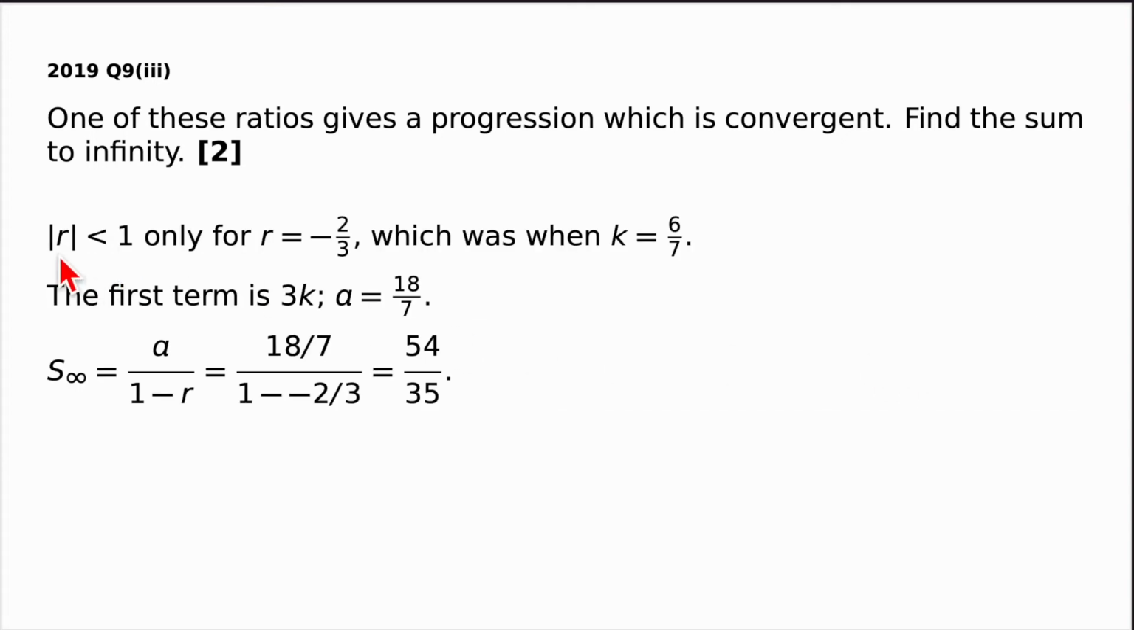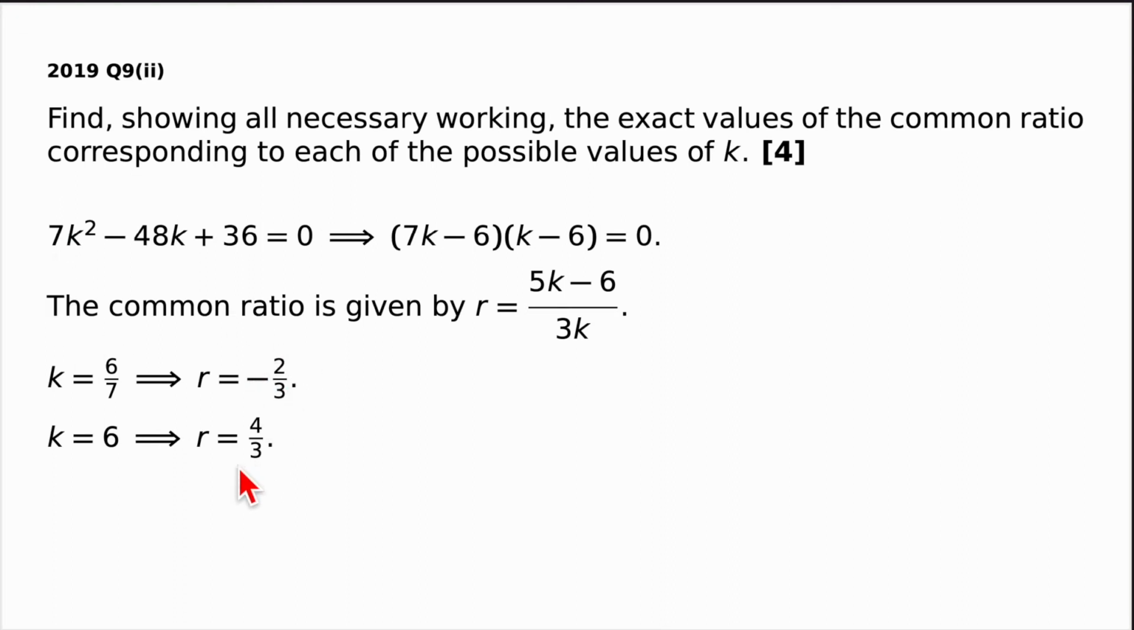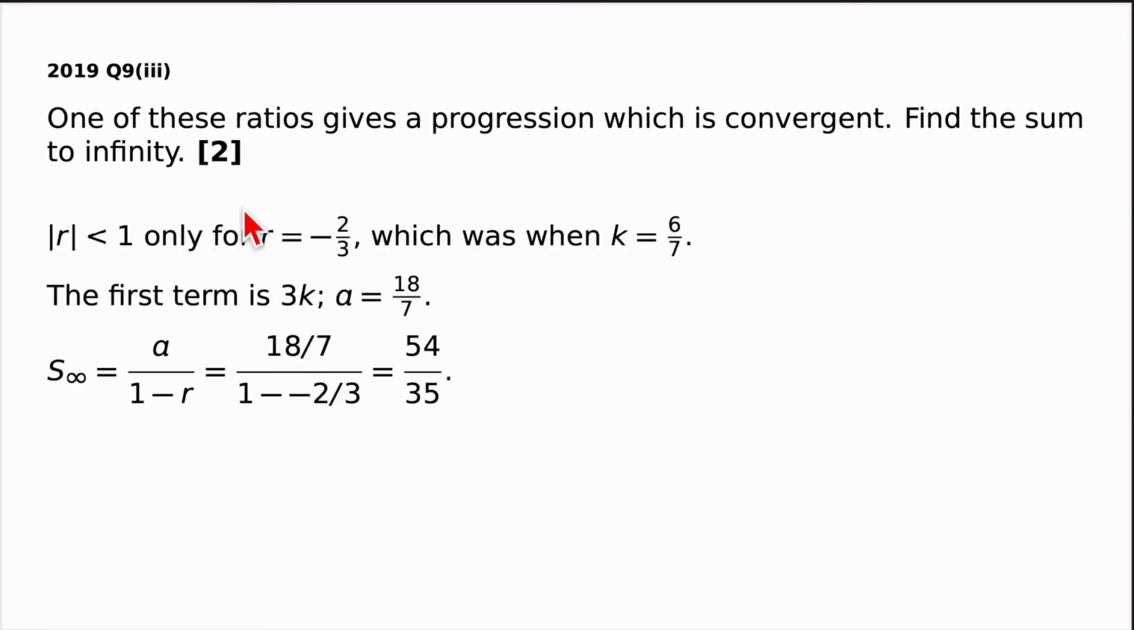So only for one of the cases two screens ago, okay, we had two common ratios here. This one is larger than 1 and gets large, so each term gets larger, and this one is smaller than 1 in magnitude, and so each term gets smaller. So only one of them has this condition that the common ratio in size is smaller than 1. And that was when k was equal to 6 over 7.